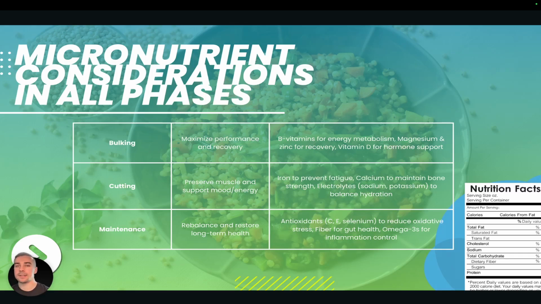So again, these are some considerations that you could keep in mind with your particular phases that you're going through. So just be aware that there are different things that you can do outside of just your macronutrients.